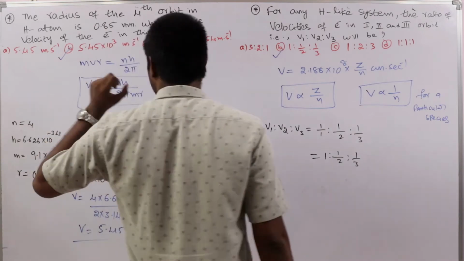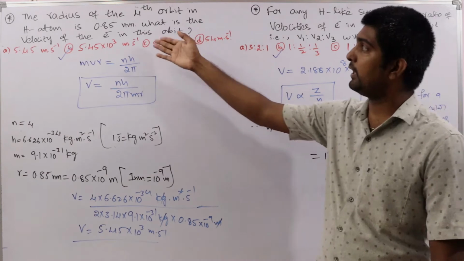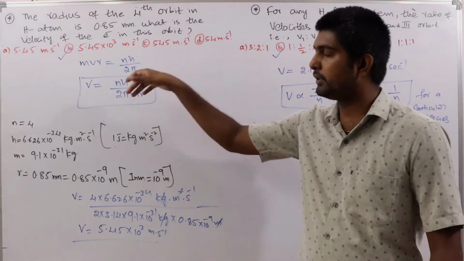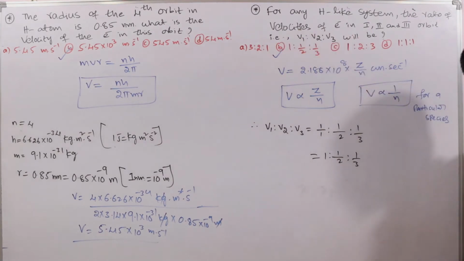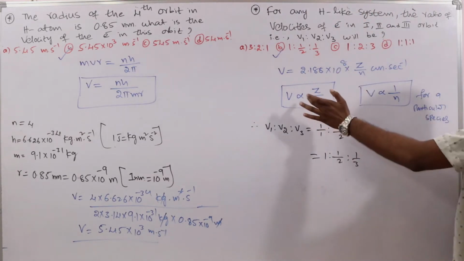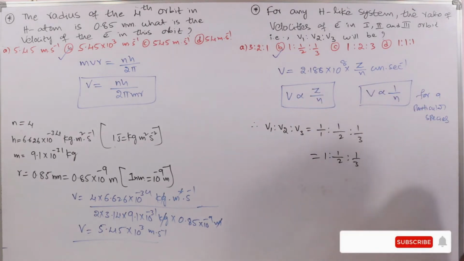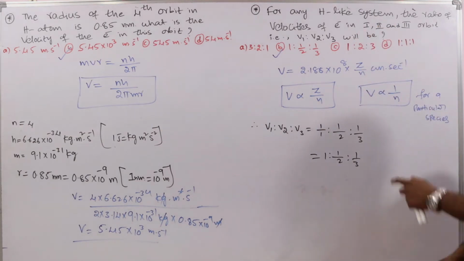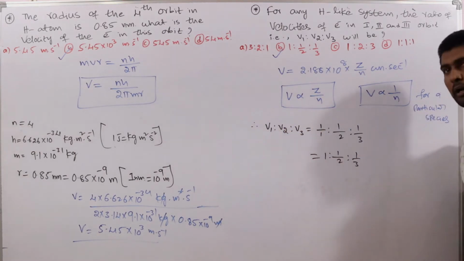See, here we use a different formula depending upon the provided information, because here they have given the radius of the fourth orbit, so we use this formula. And here they just ask you to find out the velocity ratio in the first, second and third orbit for a particular hydrogen-like system. This is the formula. So V is proportional to Z by n, but here Z is also fixed for a particular hydrogen-like system. So that's why V is proportional to 1 by n. If you take the ratio of the velocities, finally this is our answer.